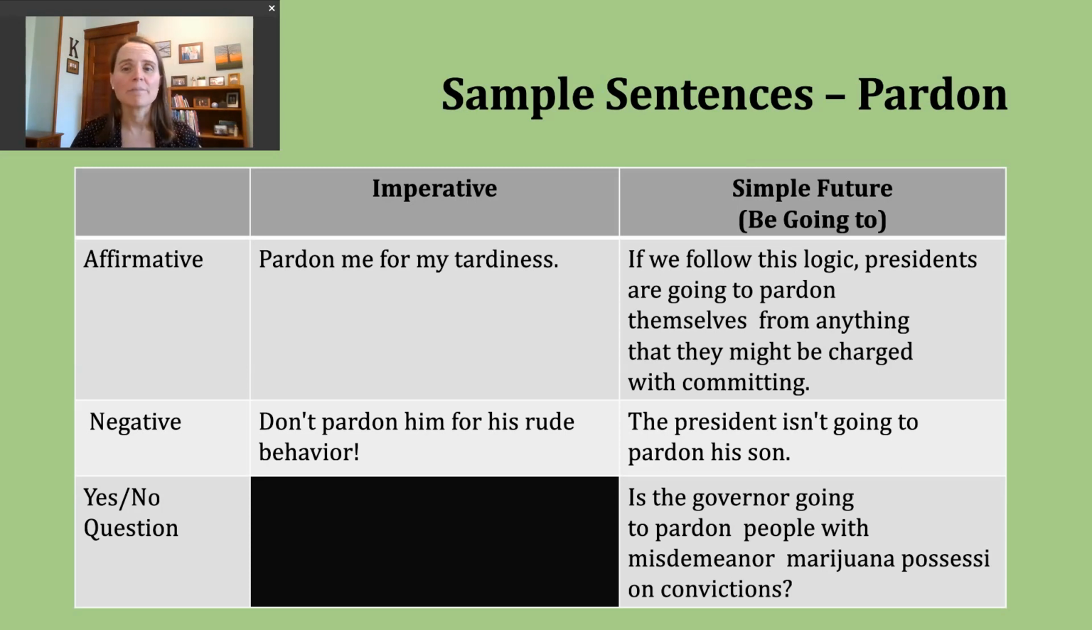Let's take a look at an example here. If we follow this logic, presidents are going to pardon themselves from anything that they might be charged with committing. Okay? This sentence comes really from the news. In the United States, we've had some court cases challenging whether a president can be charged with crimes. Are they immune from that? And this is being argued before many justices at different levels within our judicial system here in the United States.